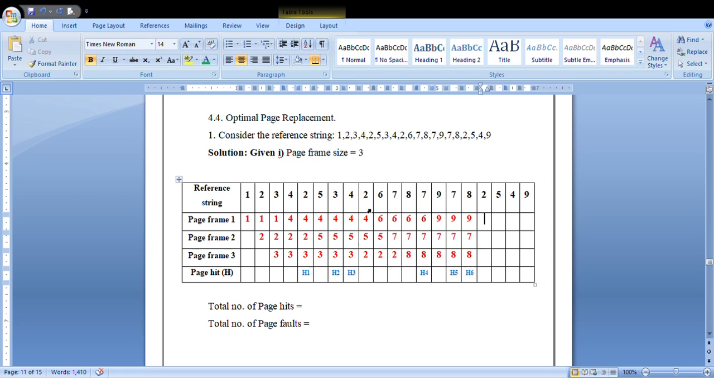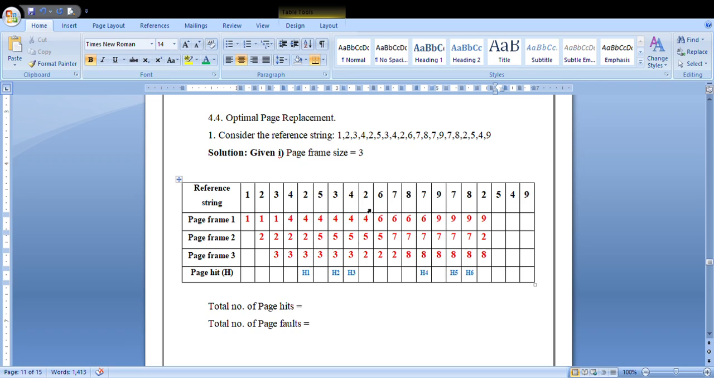Next is 2. For the next 3 instances, check whether any of the values 9, 7, 8 is repeating. If it is not repeating, replace the oldest page. Here 7 is the oldest page, so replace 7 by 2. Keep other values as they are.